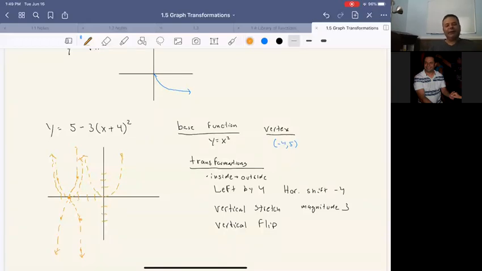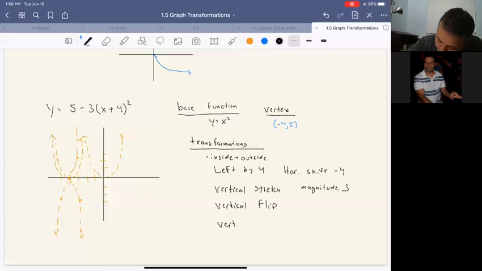Okay, now the +5. What does this +5 do? This +5 is a horizontal shift, I'm sorry, a vertical shift up 5. So that ends up being, the one in blue is our final graph.